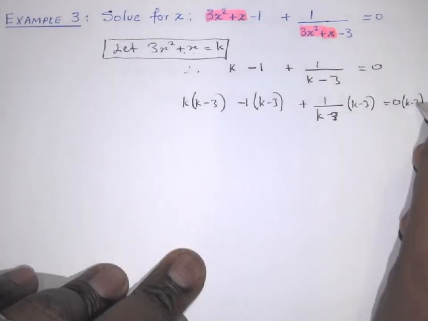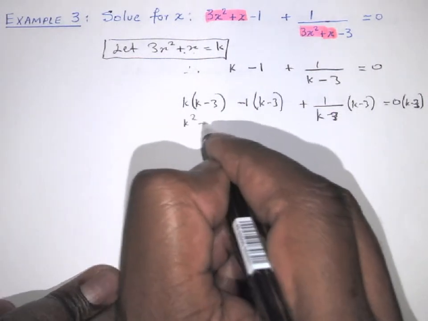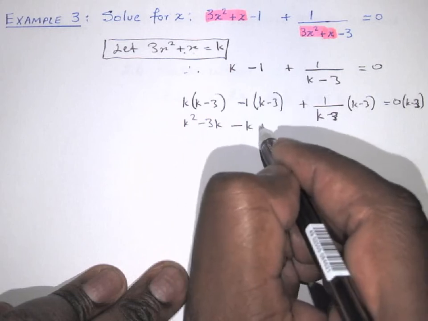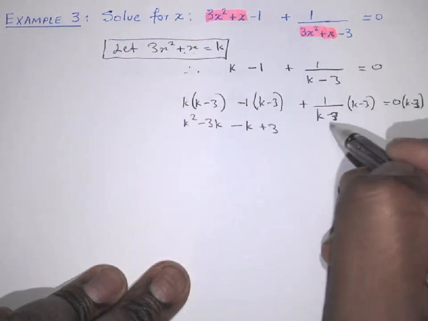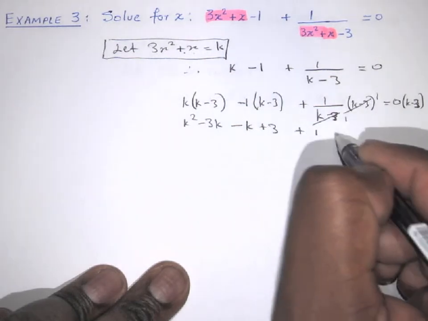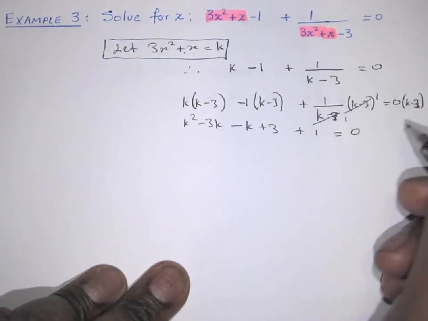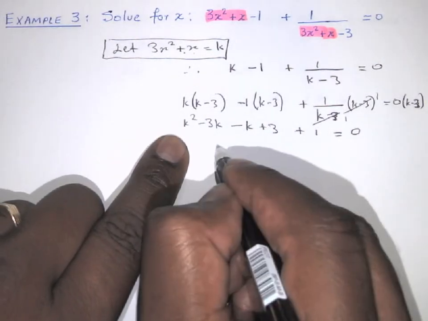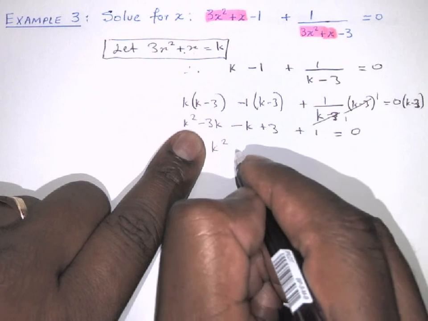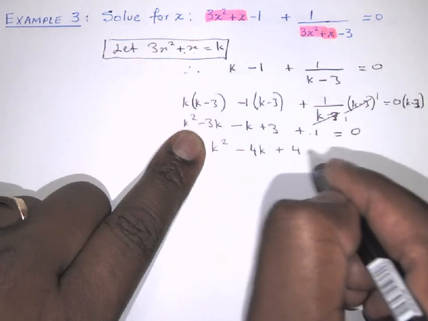So what happens is this will give us k squared minus 3k. Multiply this, you get minus k plus 3. Now this cancels that, so I'm left with a 1 here, equals, now 0 times anything will give us 0. You can see a quadratic here. When you collect like terms, you'll get k squared, this and this is minus 4k, and this and this is plus 4, which is equal to 0.